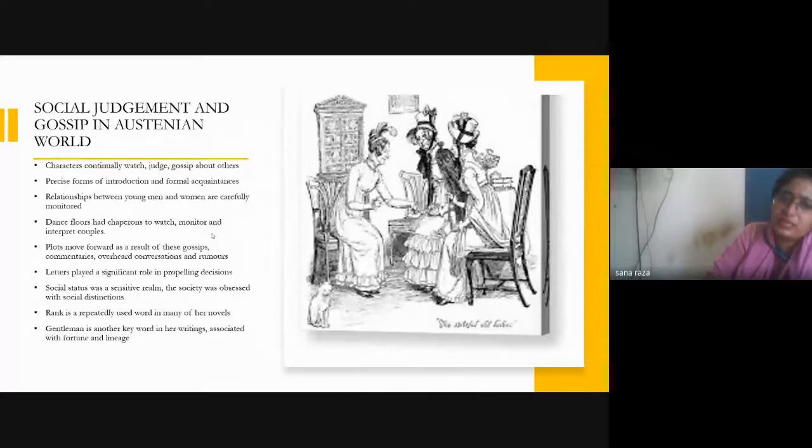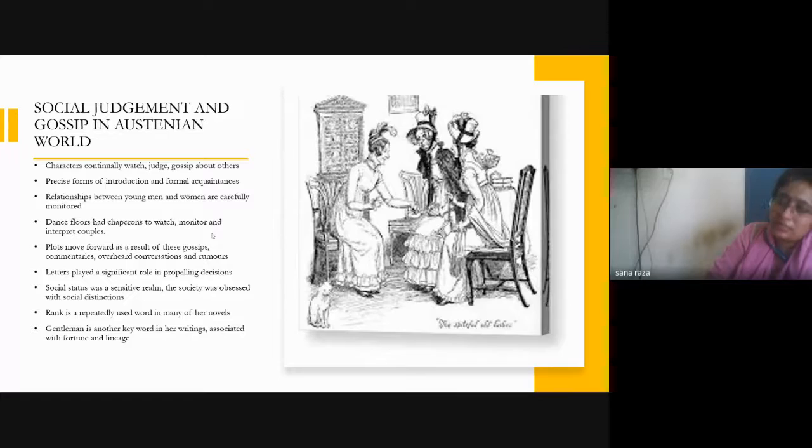In fact, you'll see that Jane Austen's novel is more about conversation. Either they are talking among their siblings, or among their parents, or they are writing letters to each other, or people are coming to meet and then going to meet somewhere. So it's all about conversation throughout the novel. Letters played a significant role in propelling decisions.